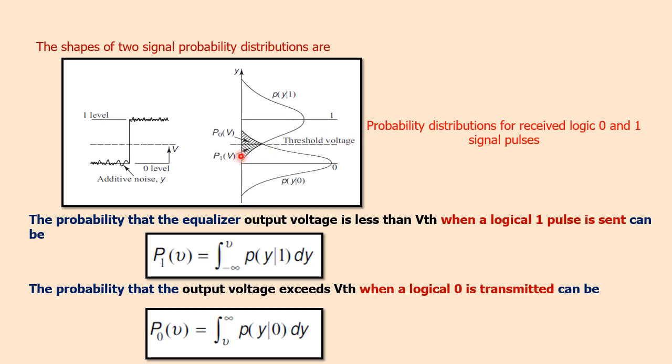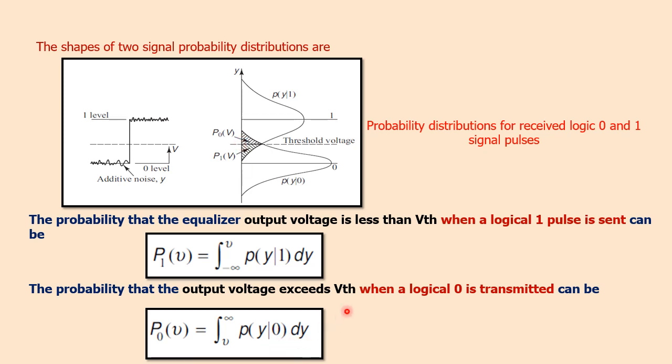Now we can find the probability that the equalizer output voltage is less than the threshold. That region is P1 of V, which can be represented as the integral from minus infinity to V of P_y by 1 into dy. Similarly, the probability that the output voltage V out of t exceeds the threshold voltage when logic 0 is transmitted can be represented as P naught of V, using this formula.